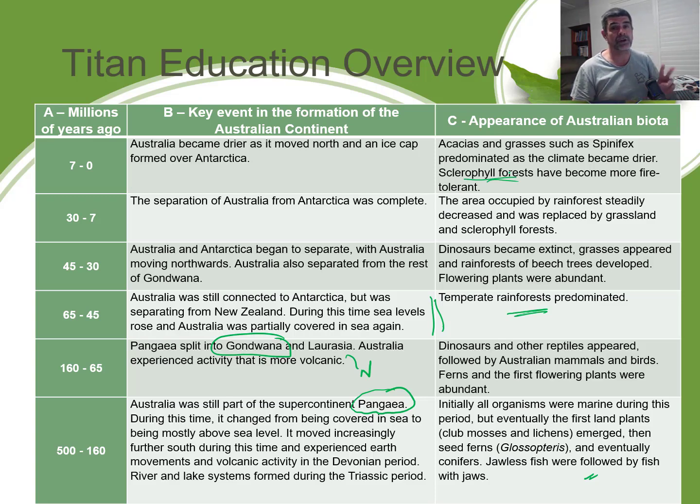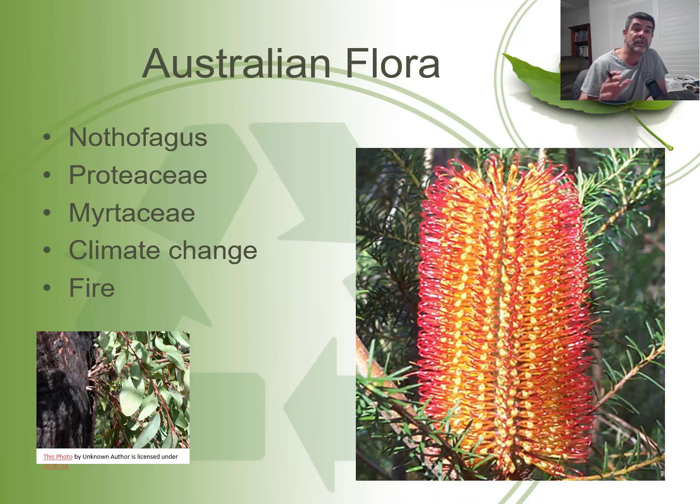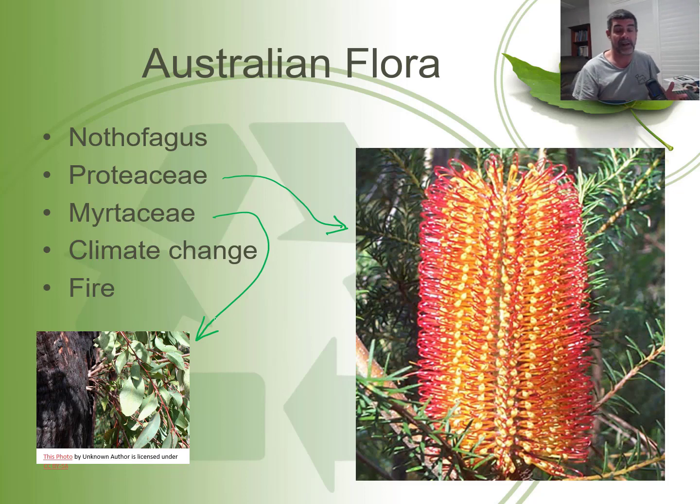So let's look at two important components of the Australian biota in a little bit more detail. Now you'll need to start to identify some specific examples of Australian flora, and the two key groups are the Proteaceae, with an example here, the Banksia, and also the Myrtaceae. They are the two very important plant groups in Australia. They're the native plants, the ones that are seen every time you go on bushwalks, and they dominate the Australian environment.